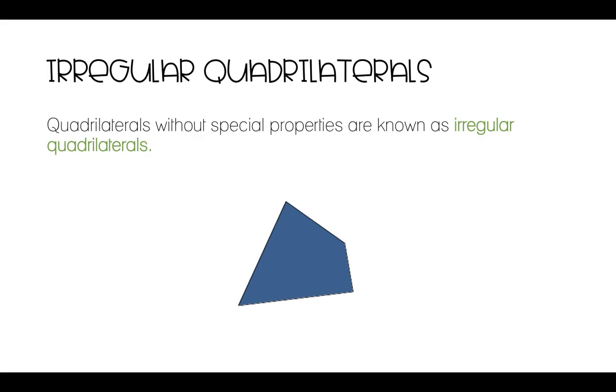Then we have what we call irregular quadrilaterals. So like the first one I showed you, it doesn't have special properties. We can't know certain things about it. If we knew this one angle, it's not like we can say opposites are the same. So it's an irregular quadrilateral, and all we can say about them is that all 4 angles equal 360 degrees.